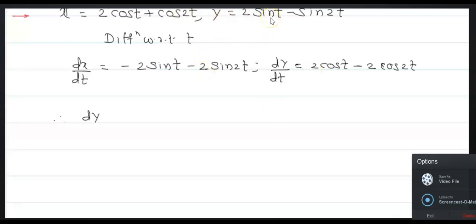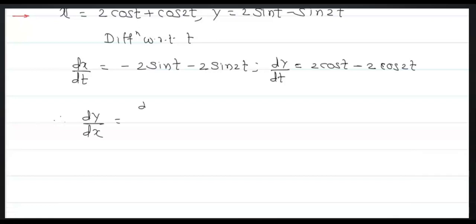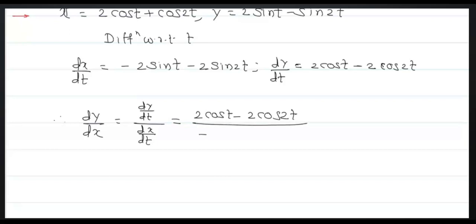that is 2 times the derivative of sine of t, which is cos t, and the derivative of sine of 2t is cos of 2t into the derivative of 2t, which is again 2. And that's why dy by dx is equal to dy by dt upon dx by dt. That is 2 cos t minus 2 cos of 2t upon minus 2 sin t minus 2 sin of 2t.